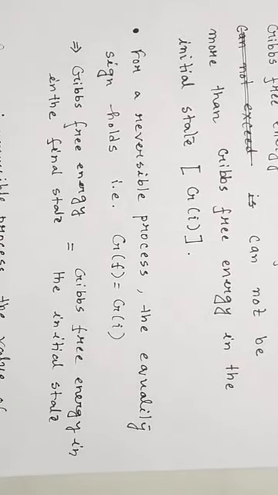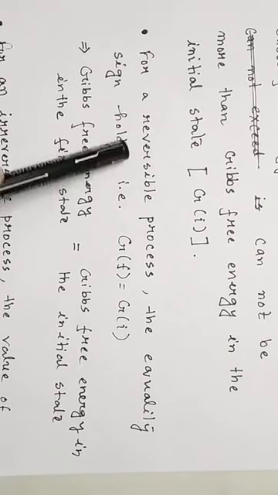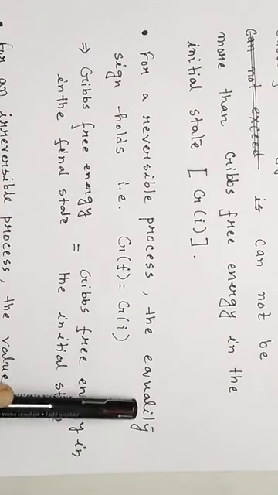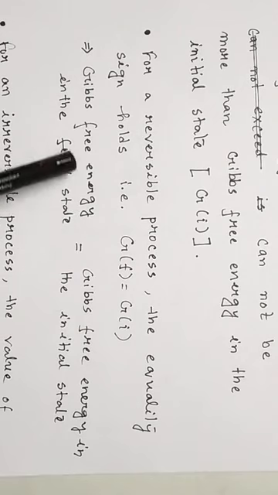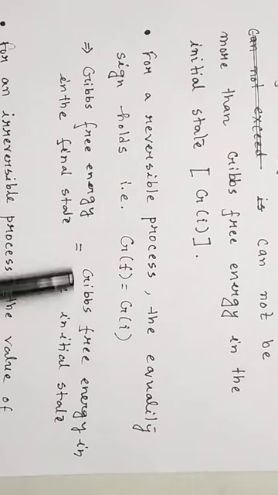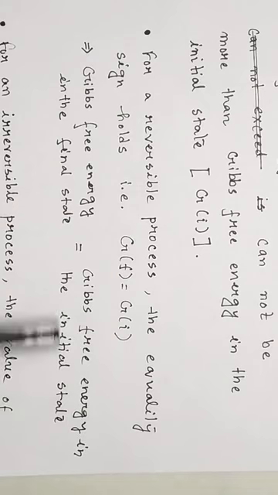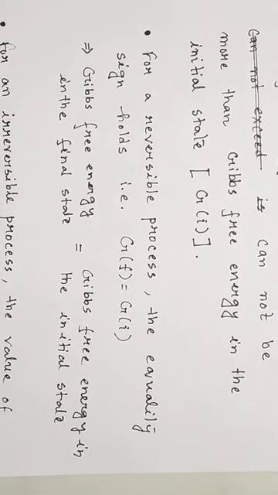Now, as usual, the equality sign holds for a reversible process. So, if this isothermal and isobaric process is a reversible one, then the equality sign holds, that is GF equals GI. So, we can say that Gibbs free energy in the final state is equal to Gibbs free energy in the initial state. That is, during an isothermal and isobaric reversible process, there cannot be any change in Gibbs free energy, and it will remain constant throughout the process.